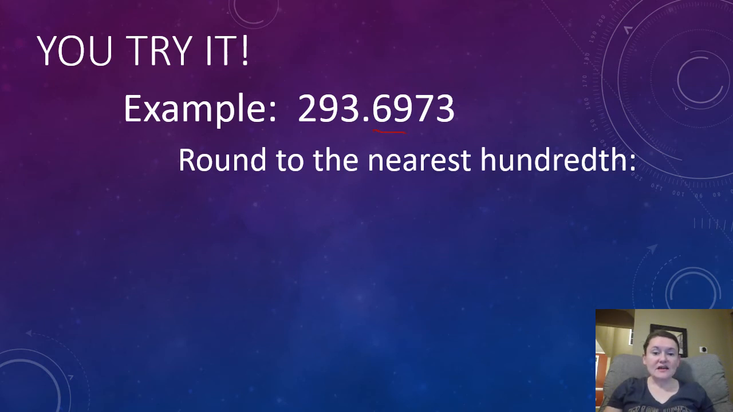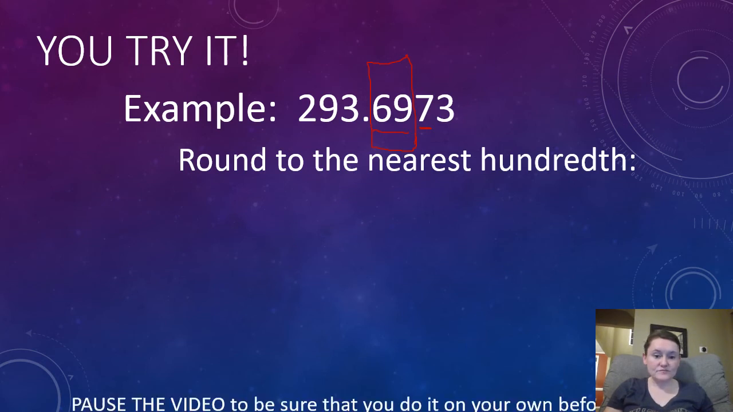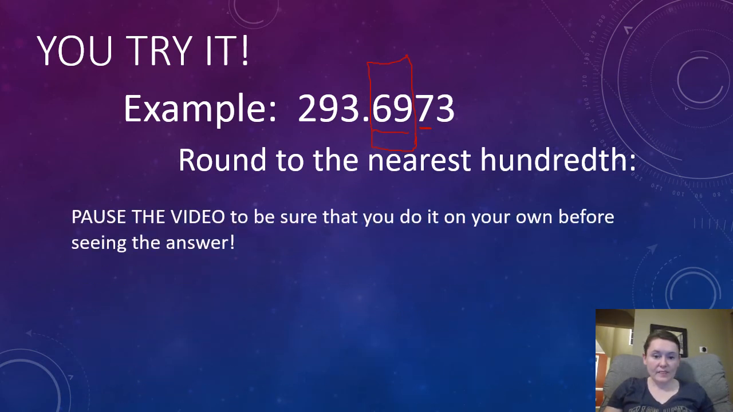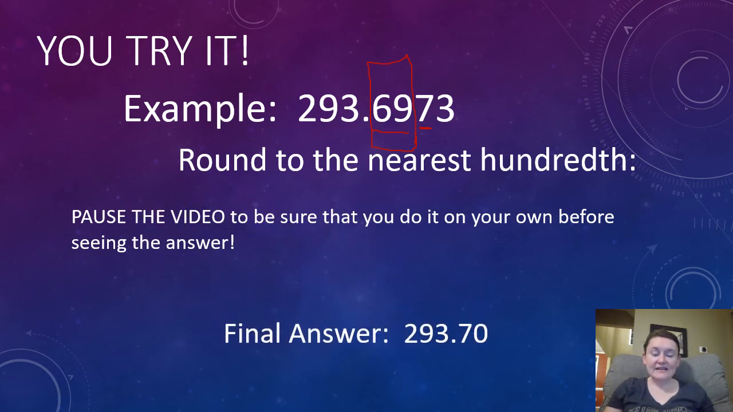Round to the nearest hundredth. That's 2 decimal places. If we want to round this to 2 decimal places, we need to look at the third decimal place to decide whether we round up or whether we stay the same. Okay, since the 9 needs to round up and there's nothing to round 9 up to, that forces the 6 in the tenths place to become a 7. So 293.70.